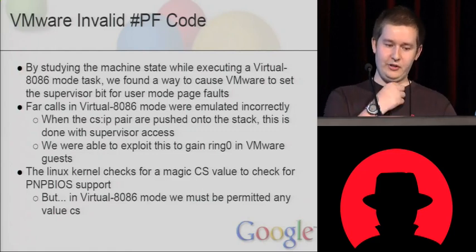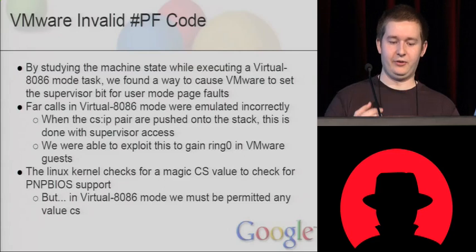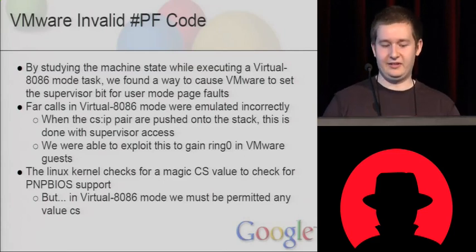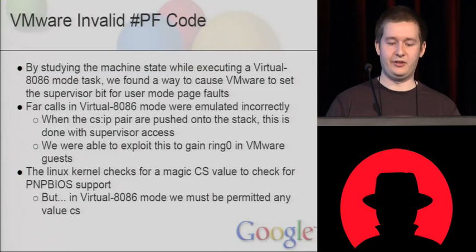The problem was, if you do a far call in virtual 8086 mode, it was emulated incorrectly. When you get a far call, you'd expect the CS and IP pair to be pushed onto the stack. And this is actually done with supervisor access.